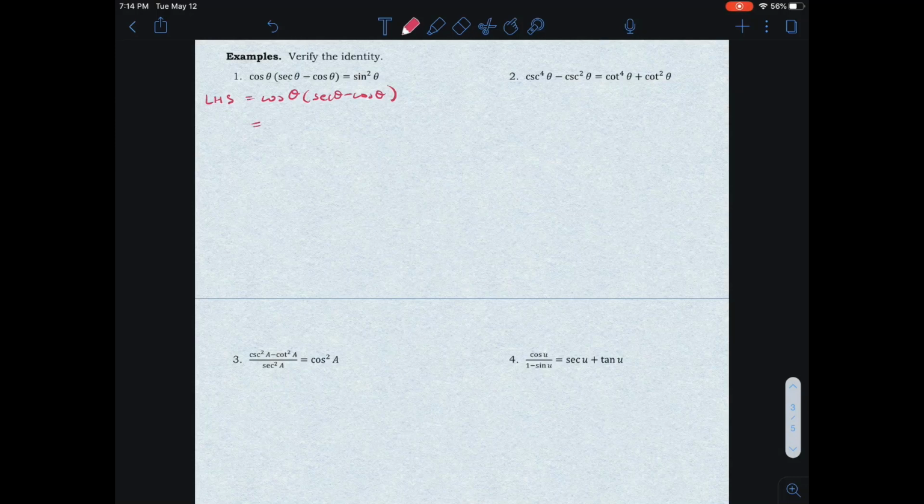So the first thing I would probably do here is just distribute the cosine theta. If I distribute the cosine theta, I'll get cosine theta secant theta minus cosine squared of theta. And then from here, what I notice is that the secant of theta, I can actually rewrite as 1 over cosine theta.